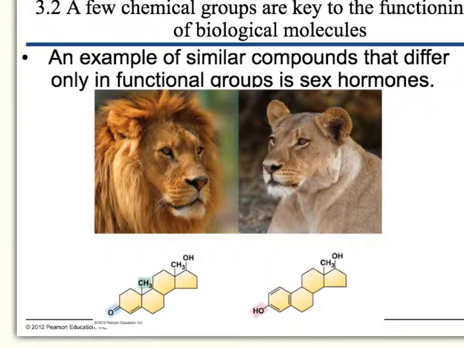So here is an example of a molecule that has some of those functional groups on it. We can see here we've got our methyl group, our hydroxyl group, and then our carbonyl group right there. And these two molecules, other than that, are identical, but it is a difference between the male and the female sex hormones, testosterone versus estrogen.